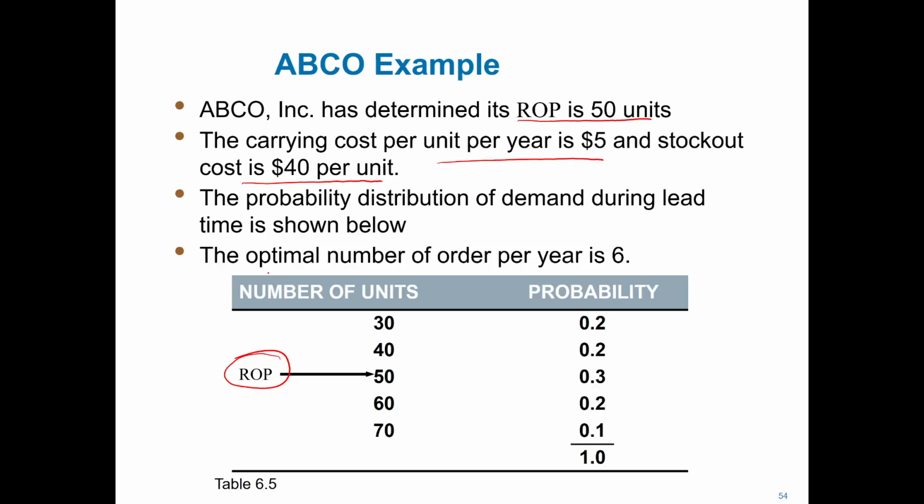And we have also the optimal number of orders per year is 6. This means that this situation can occur 6 times because we are ordering 6 times in a year. So this situation can occur 6 times in a year.